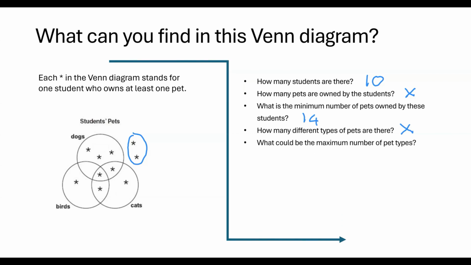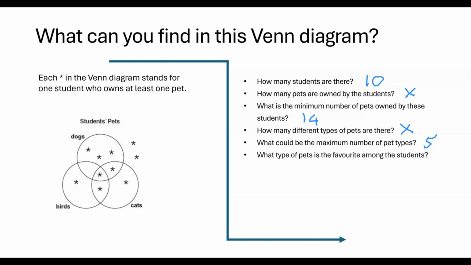Now, what could be the maximum number of pet types? Now, I think this one we can answer because we have dog, cat, and bird as the three. The two pets that we don't know out there, if we assume that they are different types, then we add 2 more types. So the maximum number of pet types will be 5. Okay, so that we can answer. So 5 pet types.